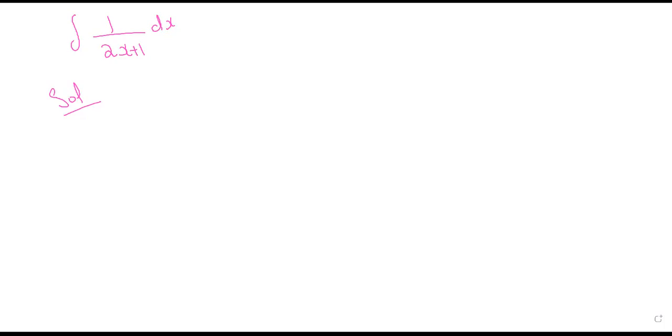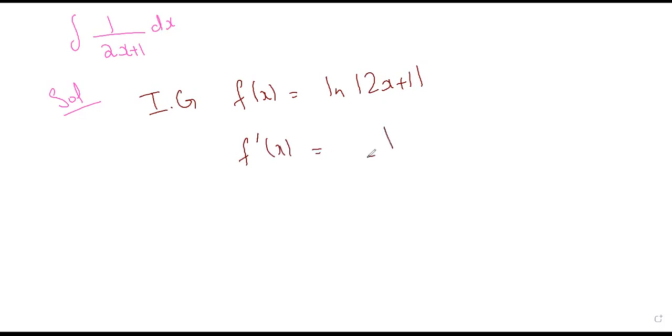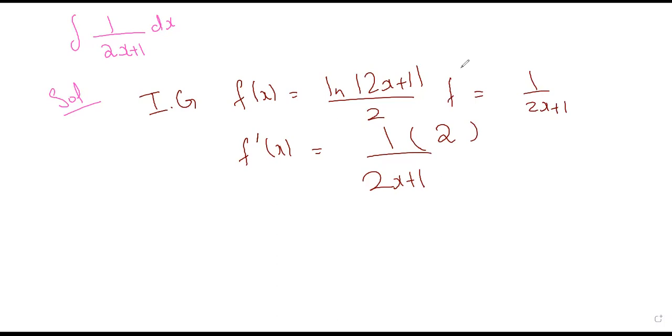So what is your initial guess? Your initial guess is that f of x would be ln of 2x plus 1. Very good. But if you had f of x as this, your derivative would have been 1 over 2x plus 1, and the derivative of this bracket function is 2. So you have to divide it by 2. Very good. If you divide it by 2, you will get 1 over 2x plus 1 only, right, as your derivative. Yes. Okay.